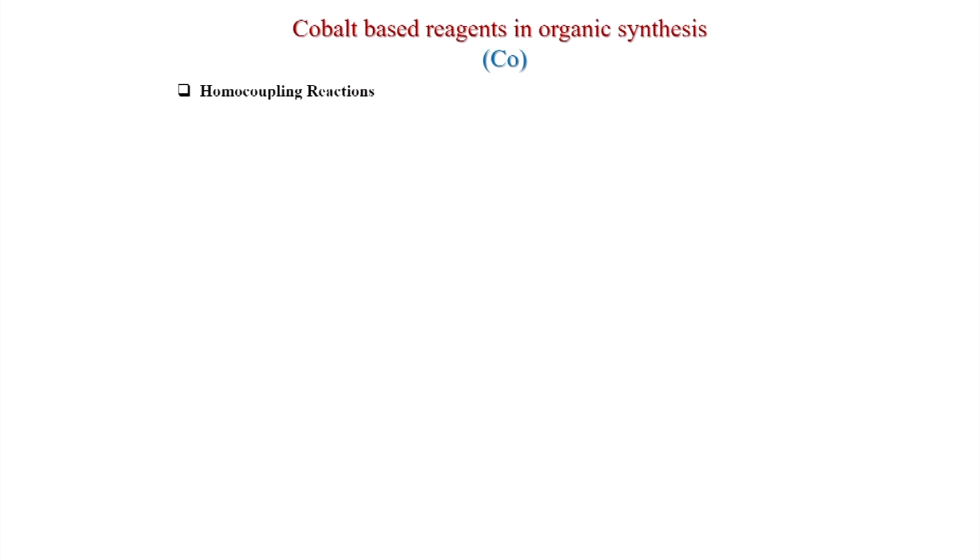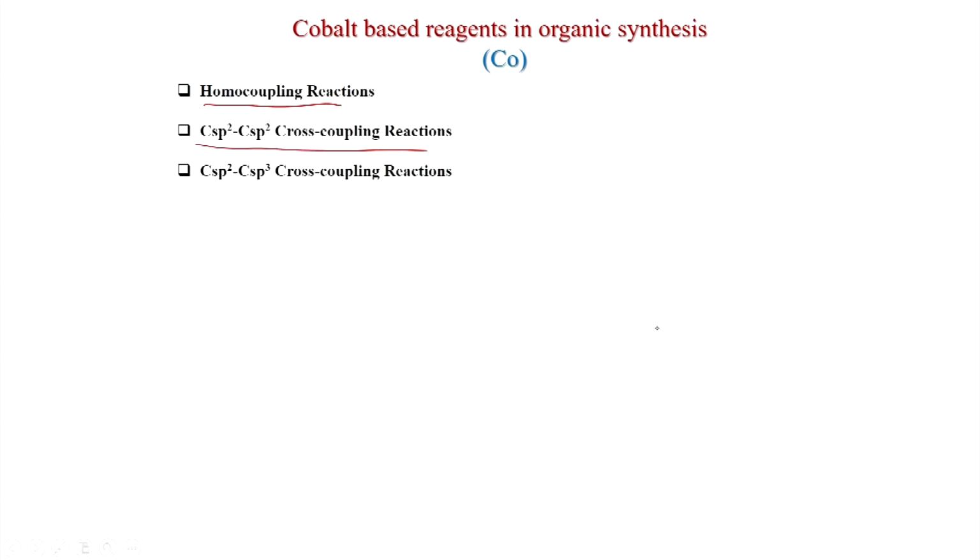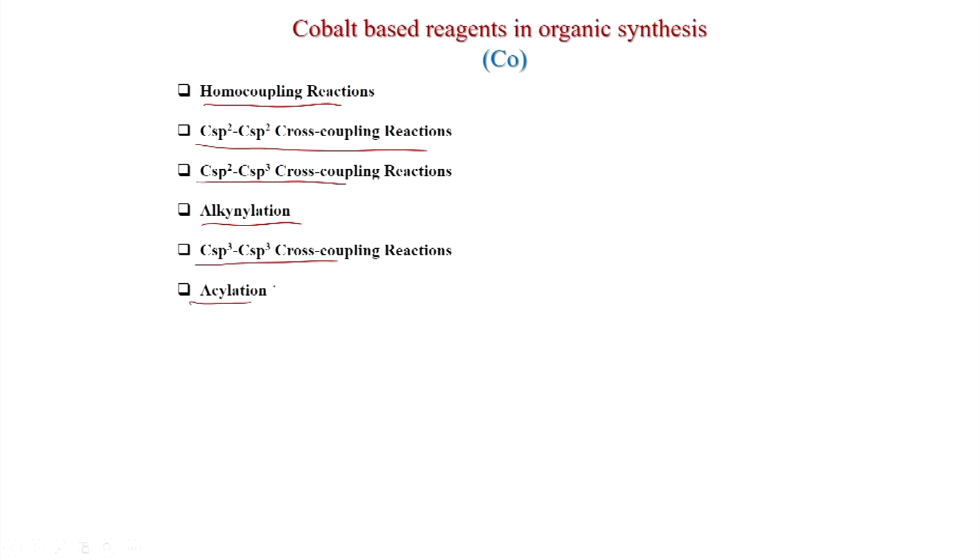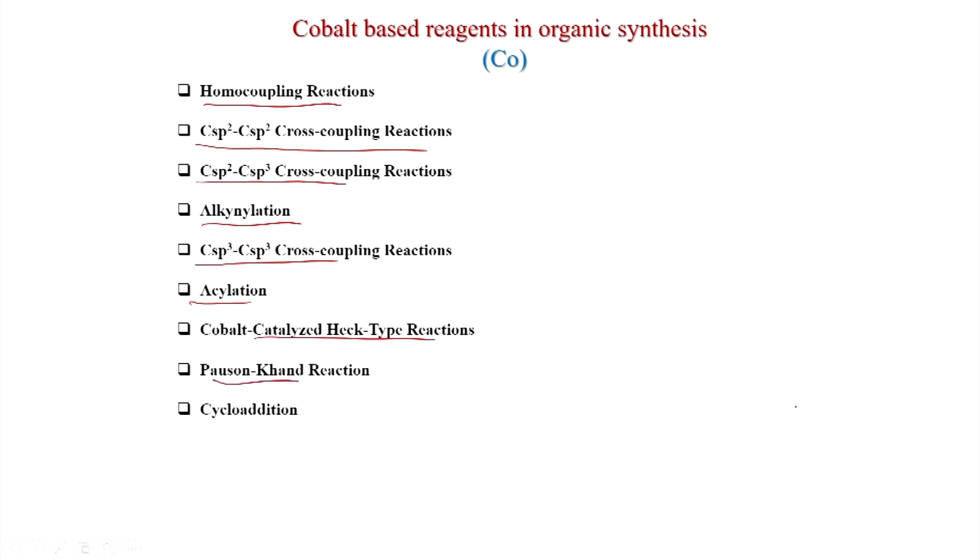Now, we will discuss many reactions like homocoupling reactions, Csp2-Csp2 cross coupling reactions, Csp2-Csp3 cross coupling, alkylation, Csp3-Csp3 cross coupling reactions, acylation we will discuss, cobalt catalyzed Heck type reactions we will discuss, Pauson-Khand reaction we will discuss, cycloaddition we will discuss, Nicholas reaction also we will discuss, and hydroformylation we will discuss. So, first we will discuss the homocoupling reaction.